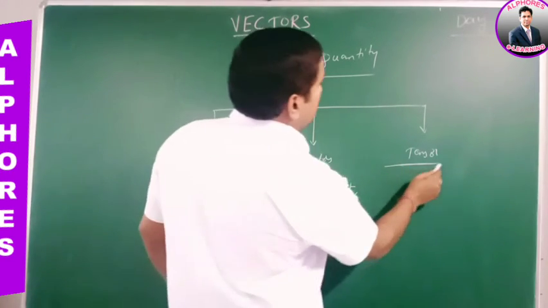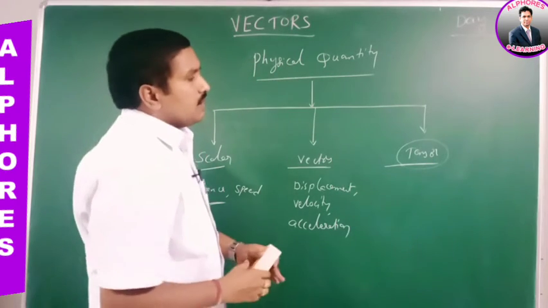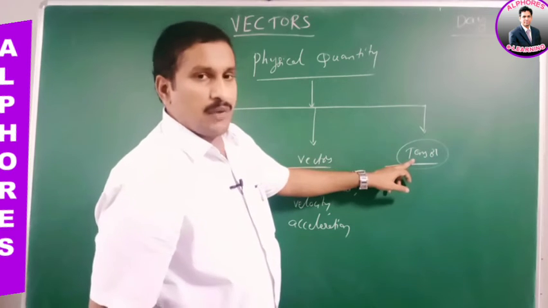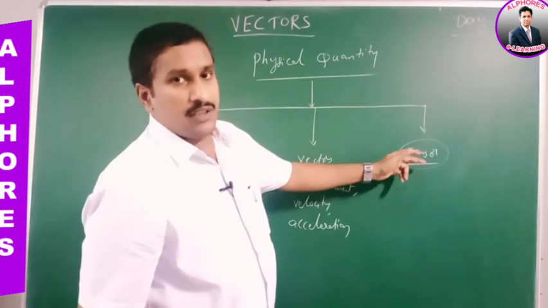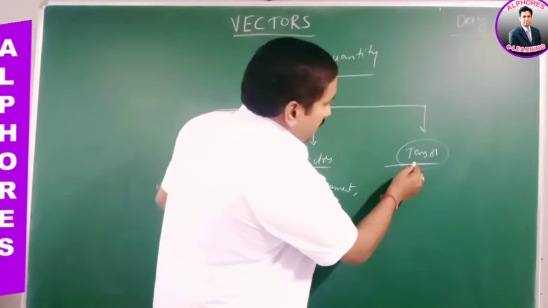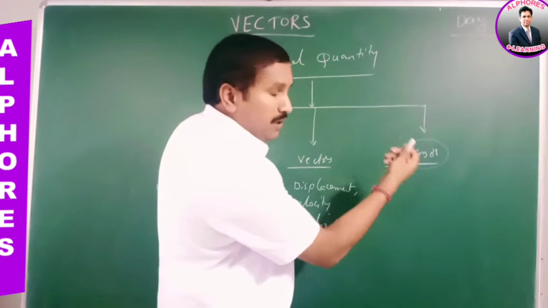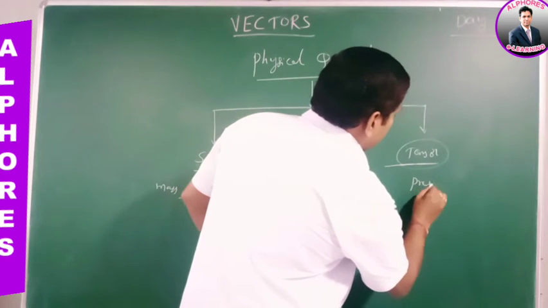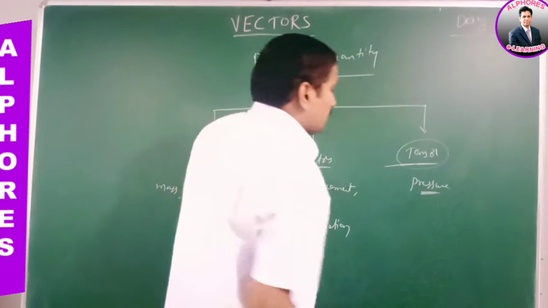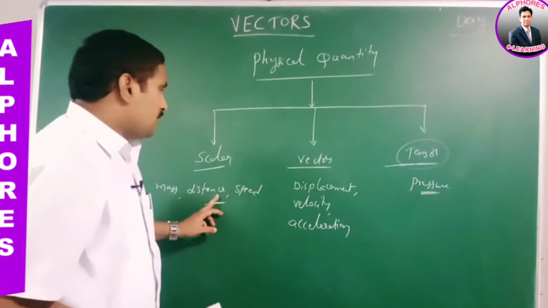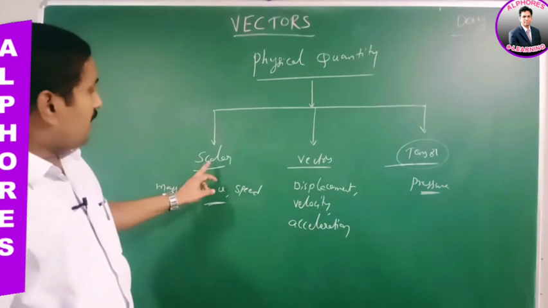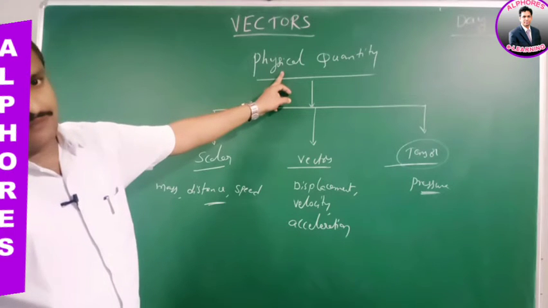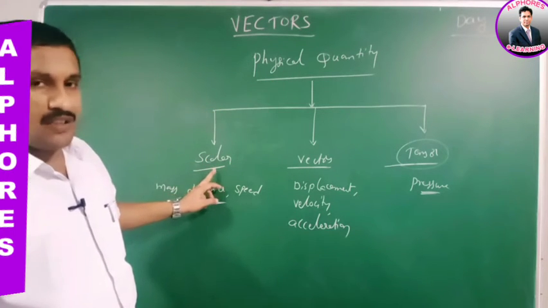So what is meant by tensor? Tensor has no physical significance in our vectors. Tensor is a physical quantity which has both magnitude and direction, with varying quantities. That means it has varying magnitude and varying direction. The example for this one is pressure. So I am explaining clearly. A scalar is a physical quantity which has only magnitude but no direction, and it doesn't obey the laws of vector addition also.